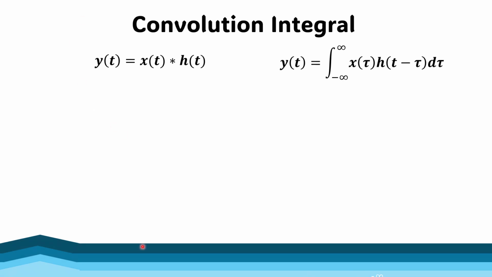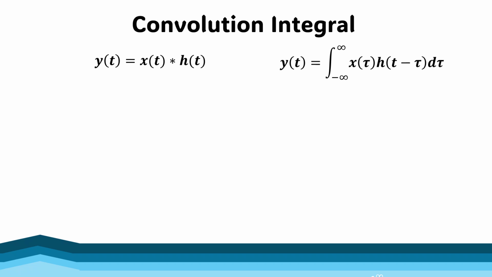The convolution integral is mathematically represented as x of t convolution h of t. This denotes the symbol of the convolution. Mathematically, it is expressed as y of t is equal to integral minus infinity to plus infinity x of tau h of t minus tau d tau. Thus, output is expressed as the weighted sum of shifted impulses, impulse response.